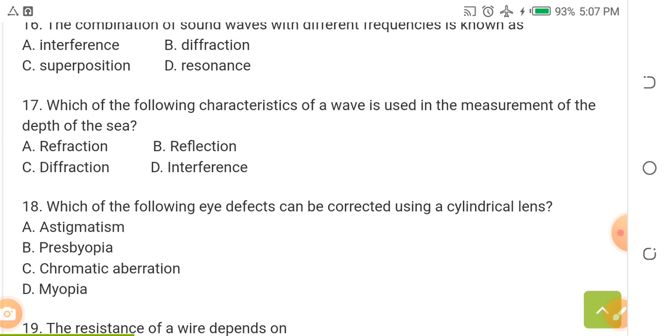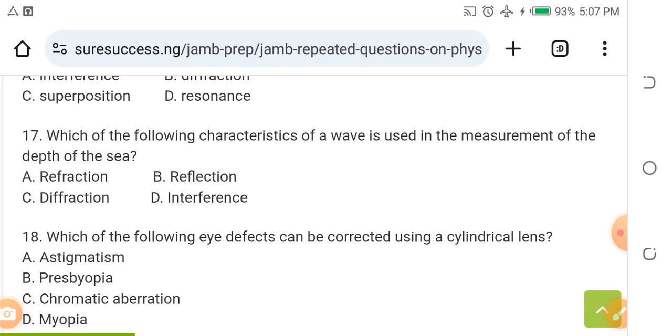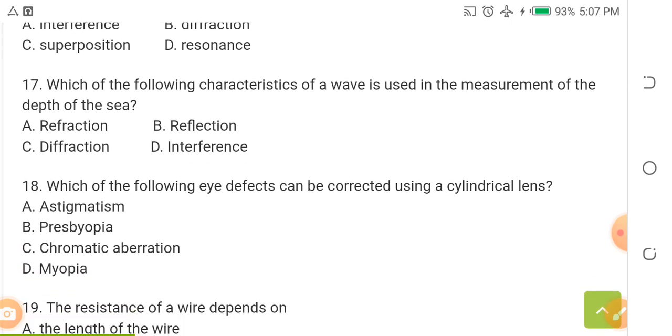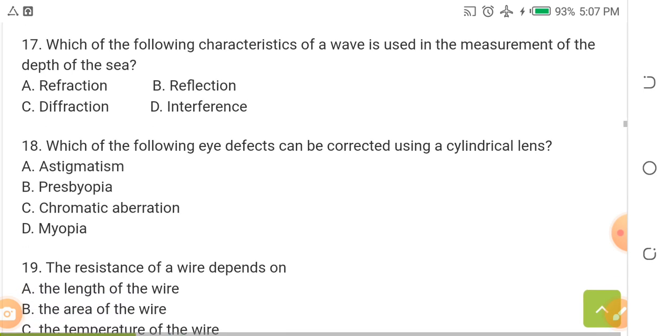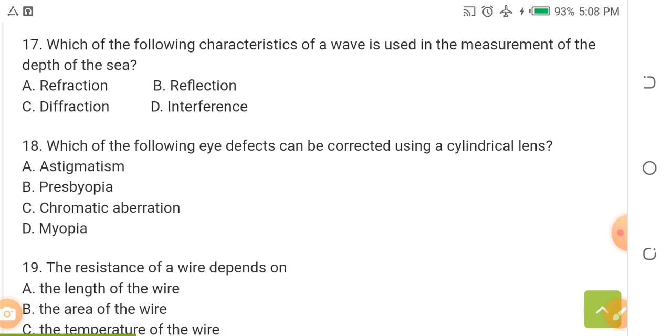Which of the following characteristics of a wave is used in the measurement of the depth of the sea? A. Refraction. B. Reflection. C. Diffraction. D. Interference. The answer actually is B. Reflection for 17. Used in measuring the depth of a sea.